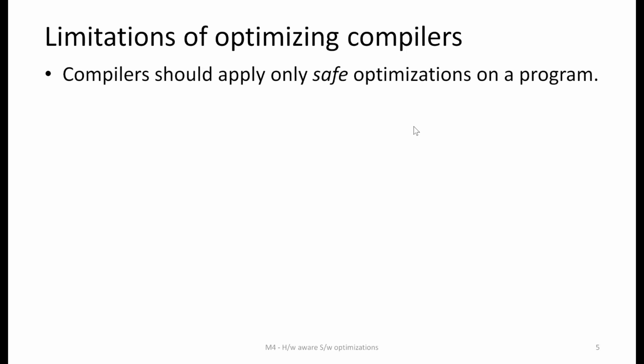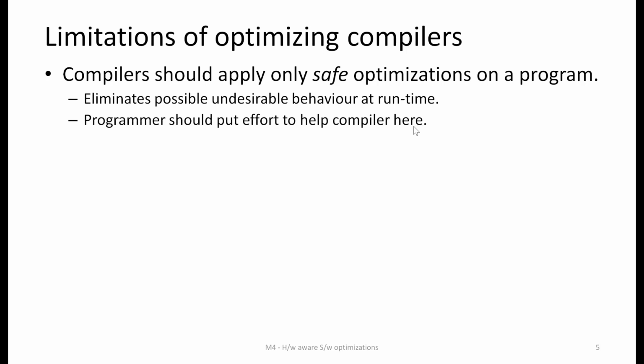So whenever compiler is thinking to optimize the program, it has to do it safely. It should not generate a code which will give wrong results based on the inputs. So to eliminate any possible undesirable behavior at runtime, the compilers most of the time go for conservative optimizations. They do not take any risk because they don't know the runtime behavior of the program. So here comes the programmer's influence to help the compiler to generate a better code.